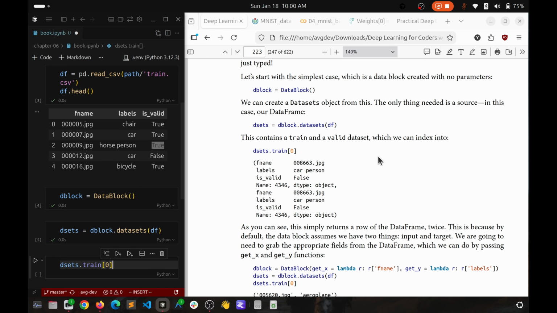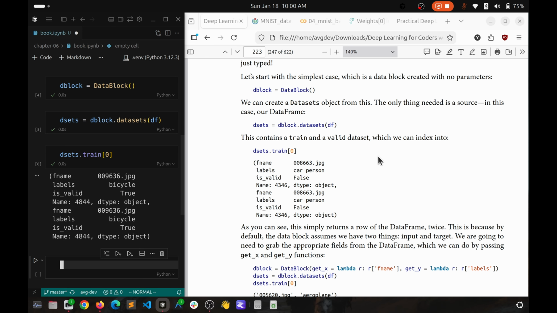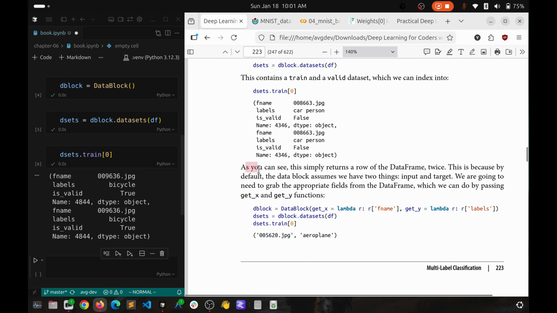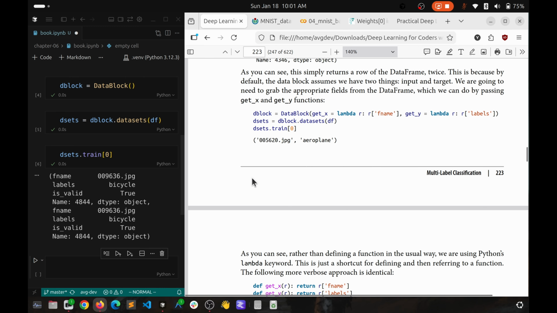dsets.train[0]. Cool, that's like the first example. This contains a train and a valid dataset, which we can index into. As you can see, this simply returns a row of the data frame twice. This is because by default, the data block assumes we have two things, input and target. We are going to need to grab the appropriate fields from the data frame, which we can do by passing get_x and get_y functions. Okay, so get_x and get_y.